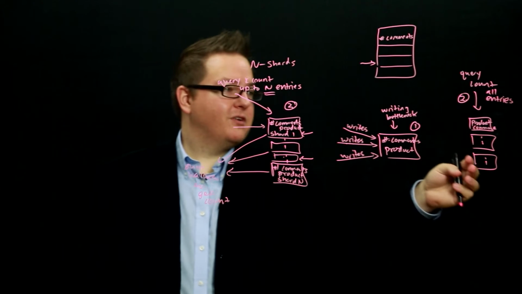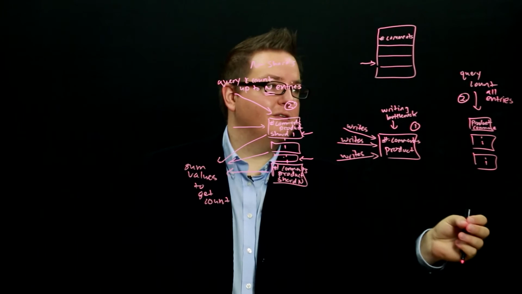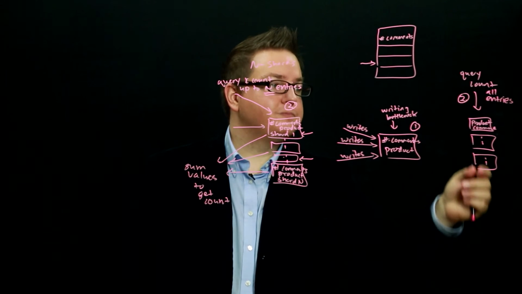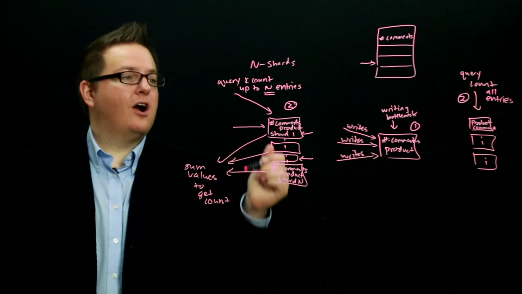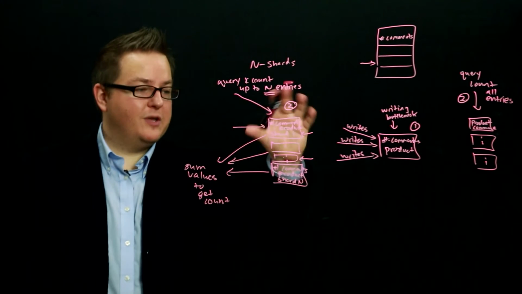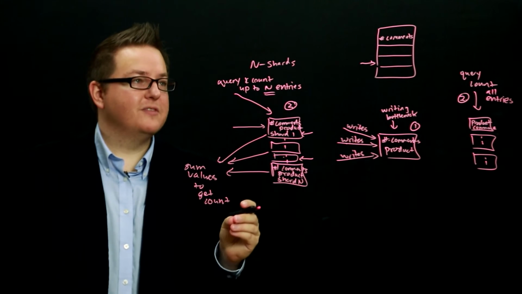But whereas over here, when we had individual product comment entries and we were counting all of them, our work was proportional to the number of product comment entries. Over here, our work to sum is proportional to the number of shards that we create. So we can flexibly balance out the number of shards that we have.